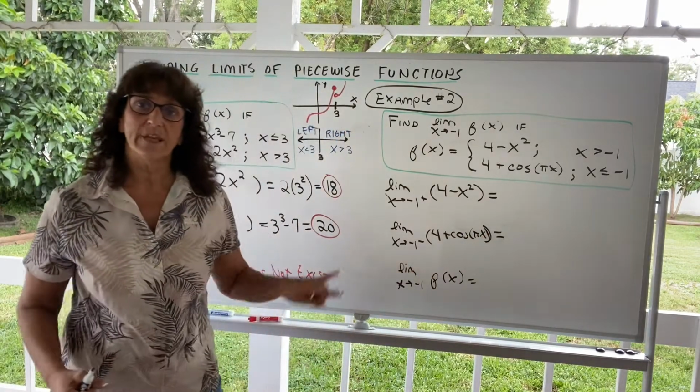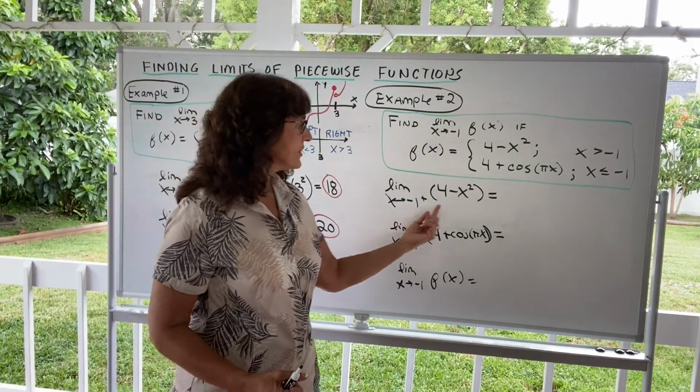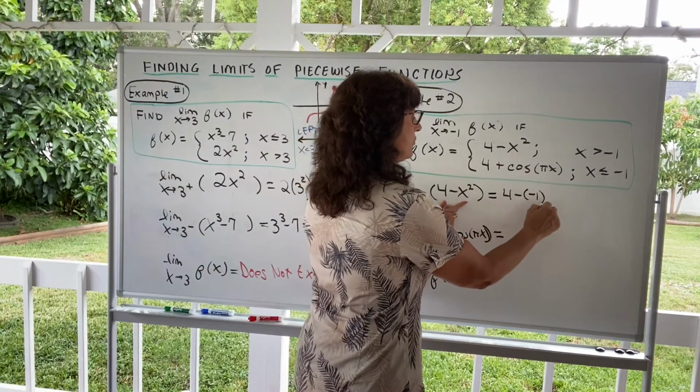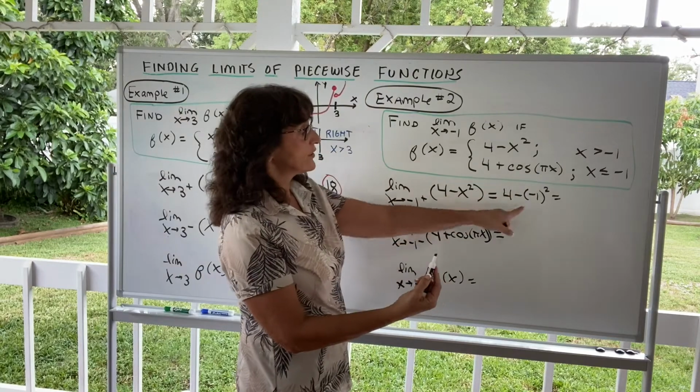And so we're going to evaluate each of these two limits using the direct substitution principle. Just take this number -1 and plug it in. So the top piece, 4 minus (-1) squared, which is 4 minus 1, since (-1) squared is +1.